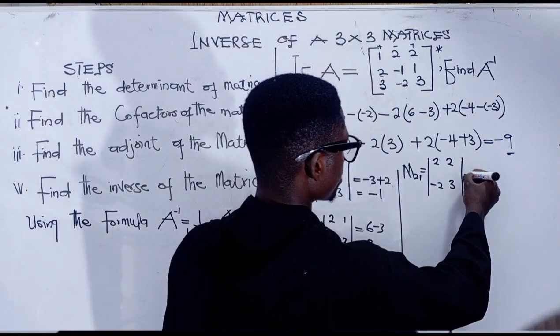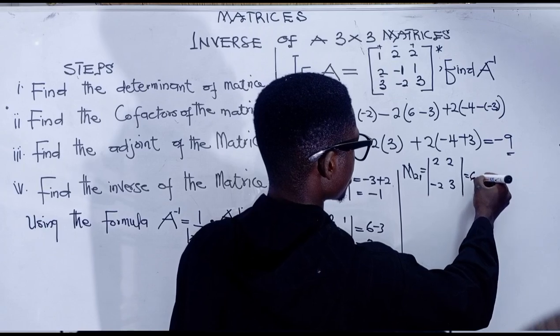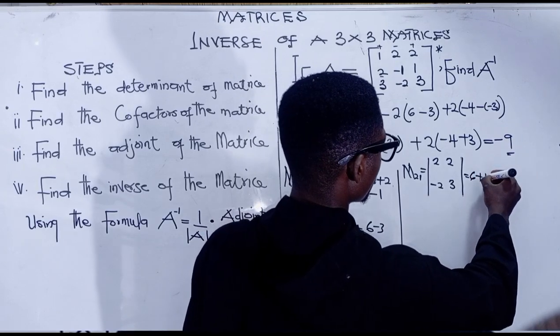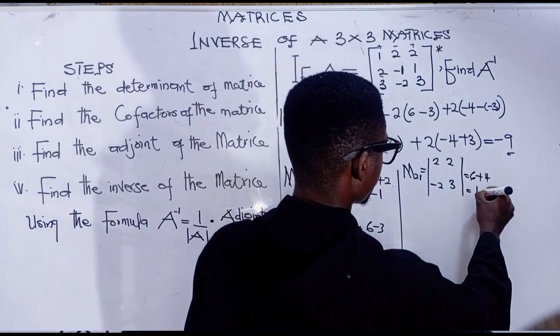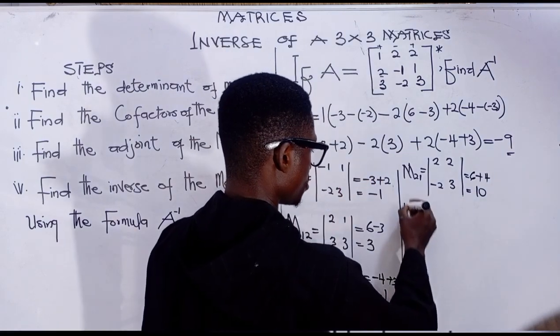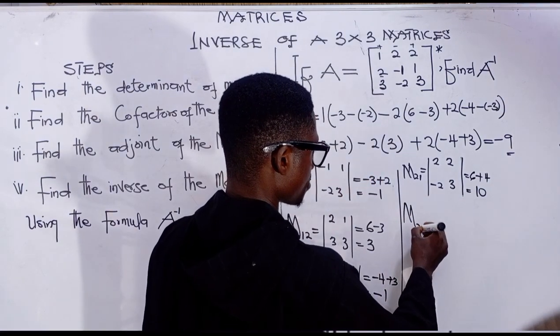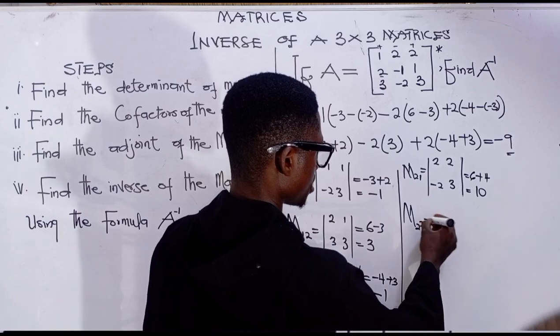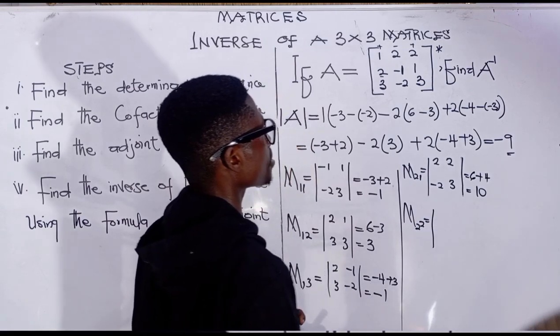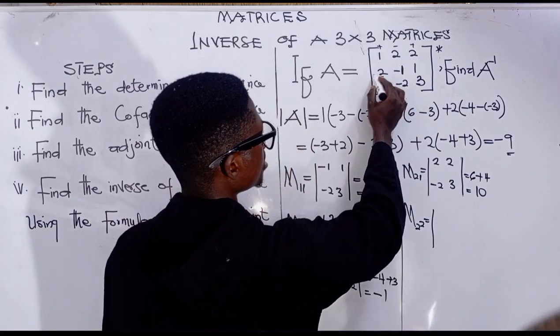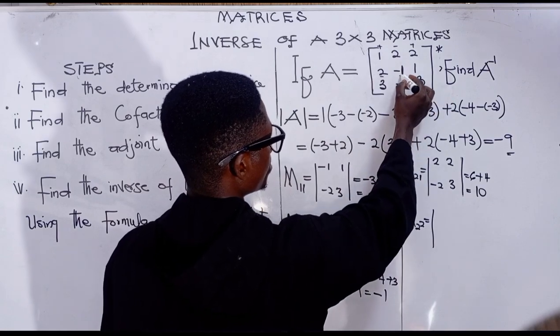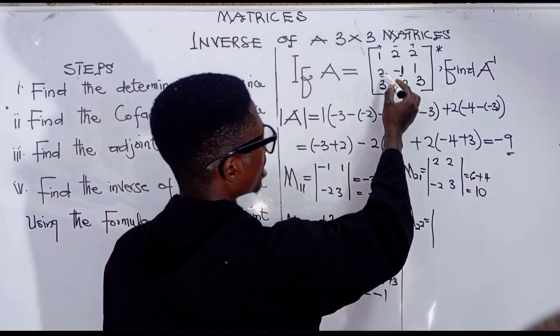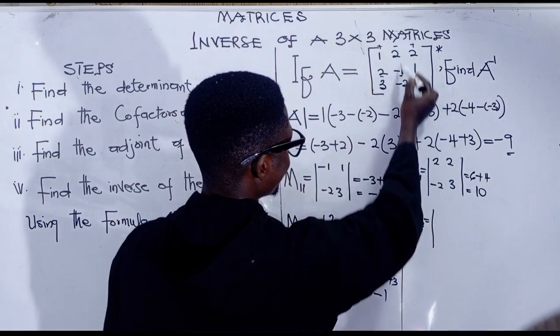We find the determinant. This is going to give us 6 plus 4, and this will give us 10. Then we move on to the minor of the second row, and then the second column. So where is the second row, the second column? We are talking about this entry. So we are going to collapse this row and then this column.